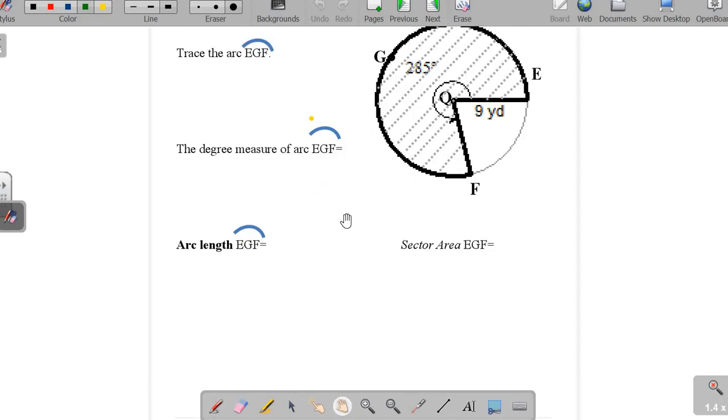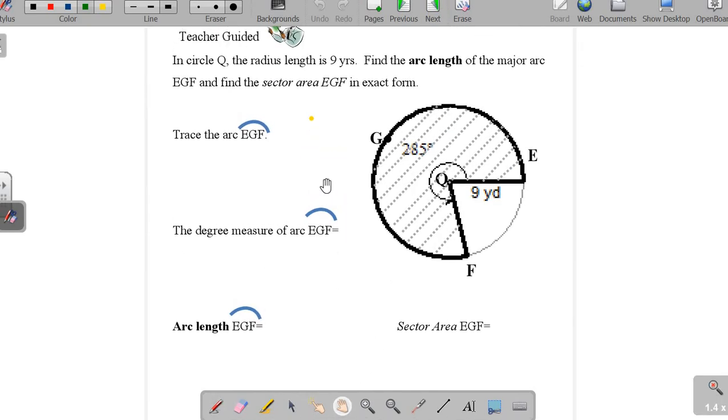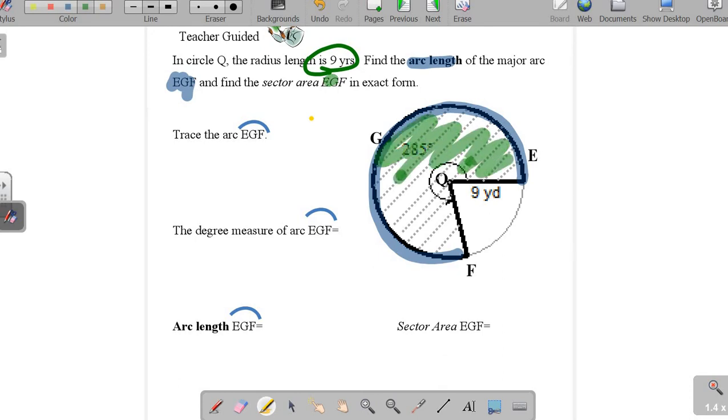Now we're going to do it with the major arc here. Circle Q, the radius length is 9. Find the arc length of the major arc EGF. So we're going the length of that arc. And then the sector area EGF, sector area would be all of this. So follow our steps here. We're going to trace the arc EGF.